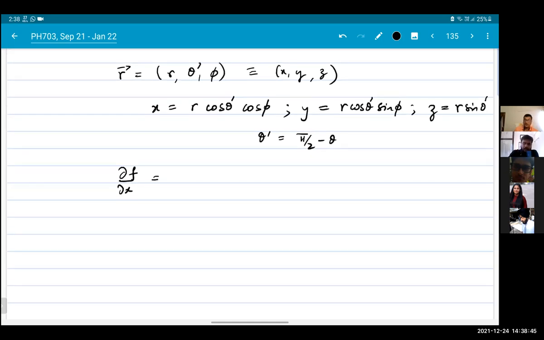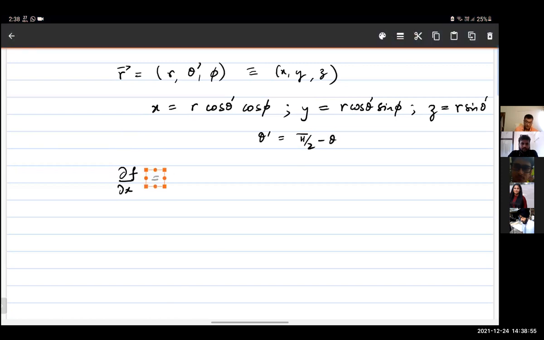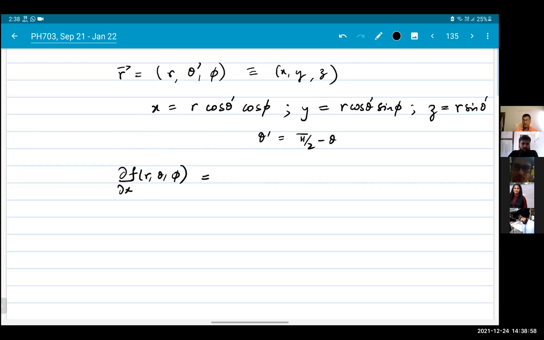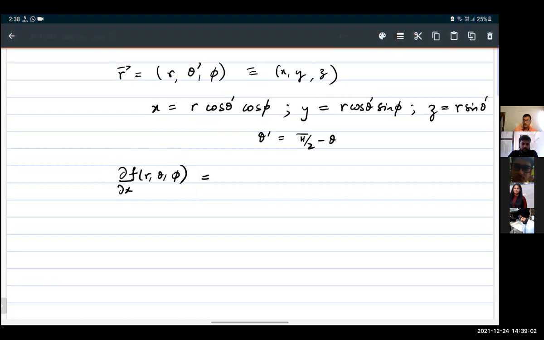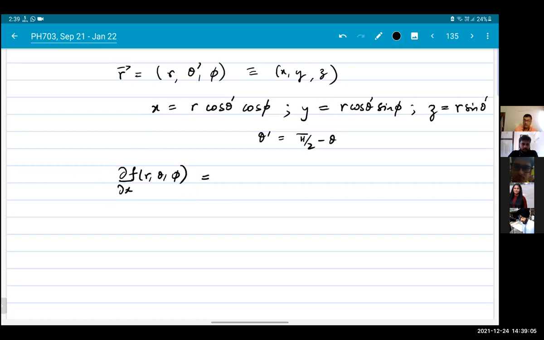Okay, so now df by dx. What is f? F is a function of r, theta, phi. If I take the derivative of this function with respect to x, what does calculus tell me? That this can be written in the following way: df by dr, dr by dx. This is the chain rule. But it's a function of many variables, so you have to include a term for each variable, like this.